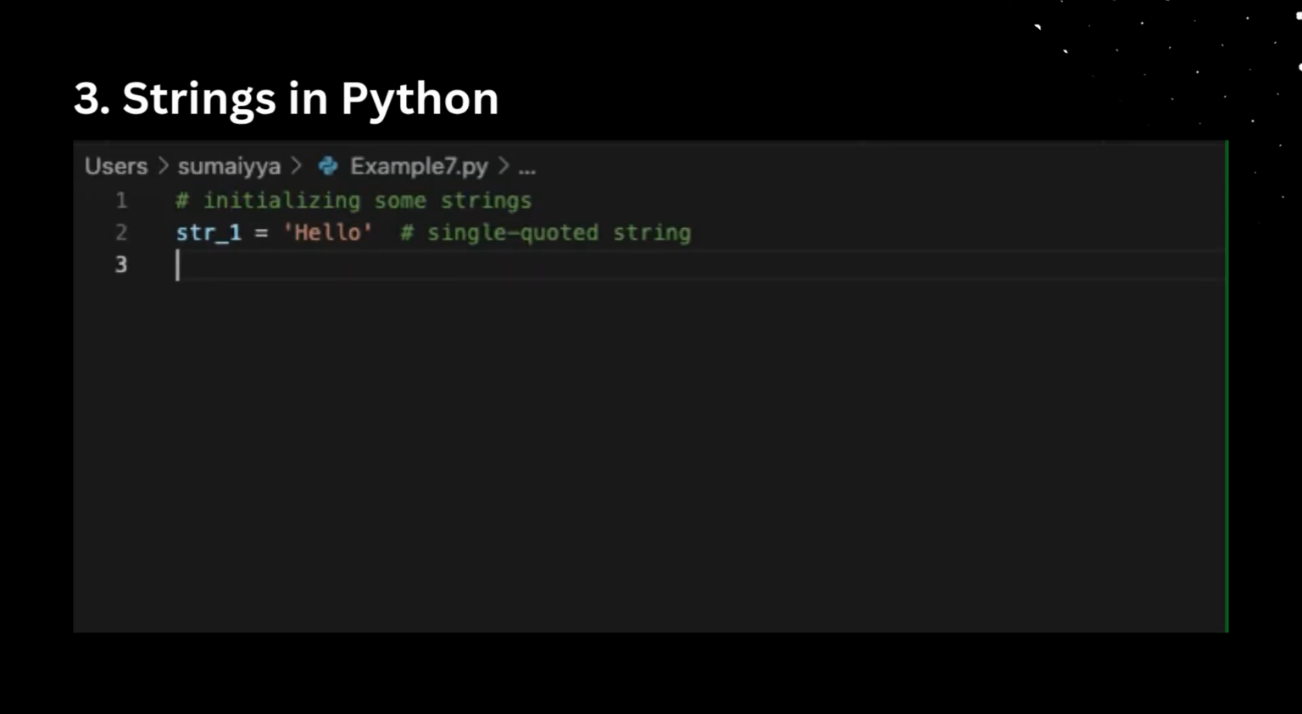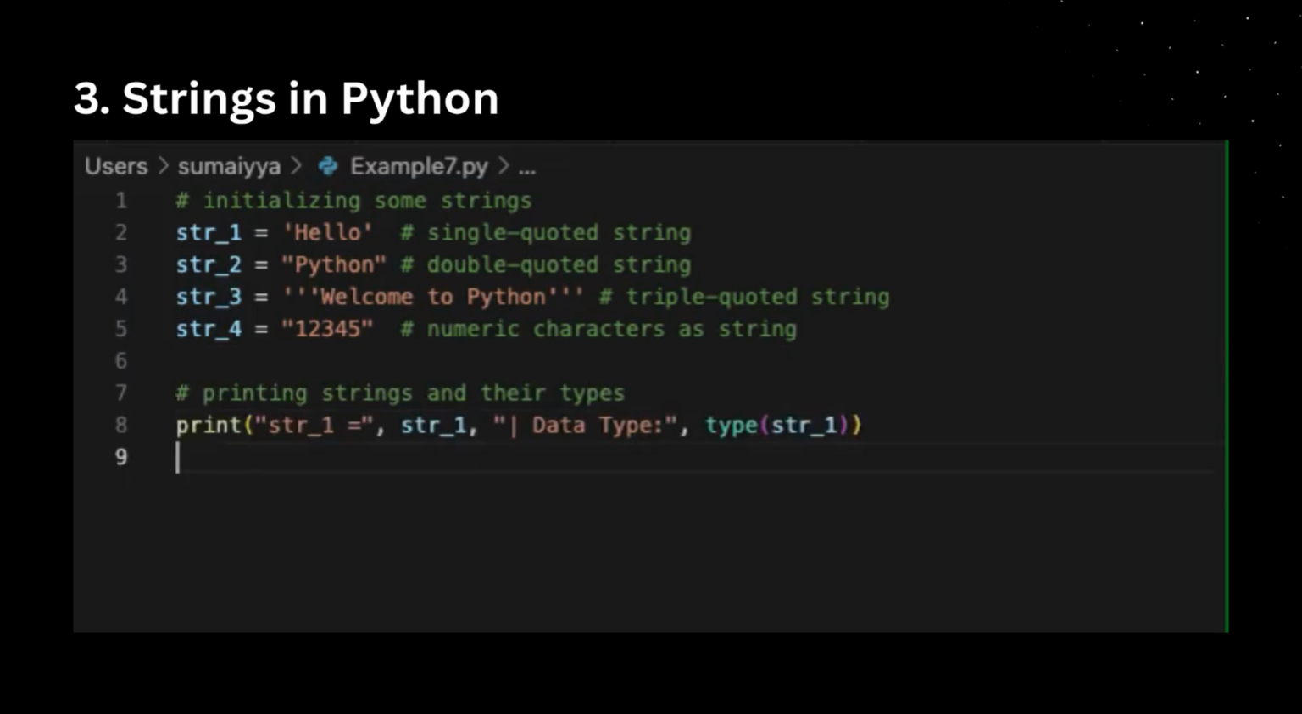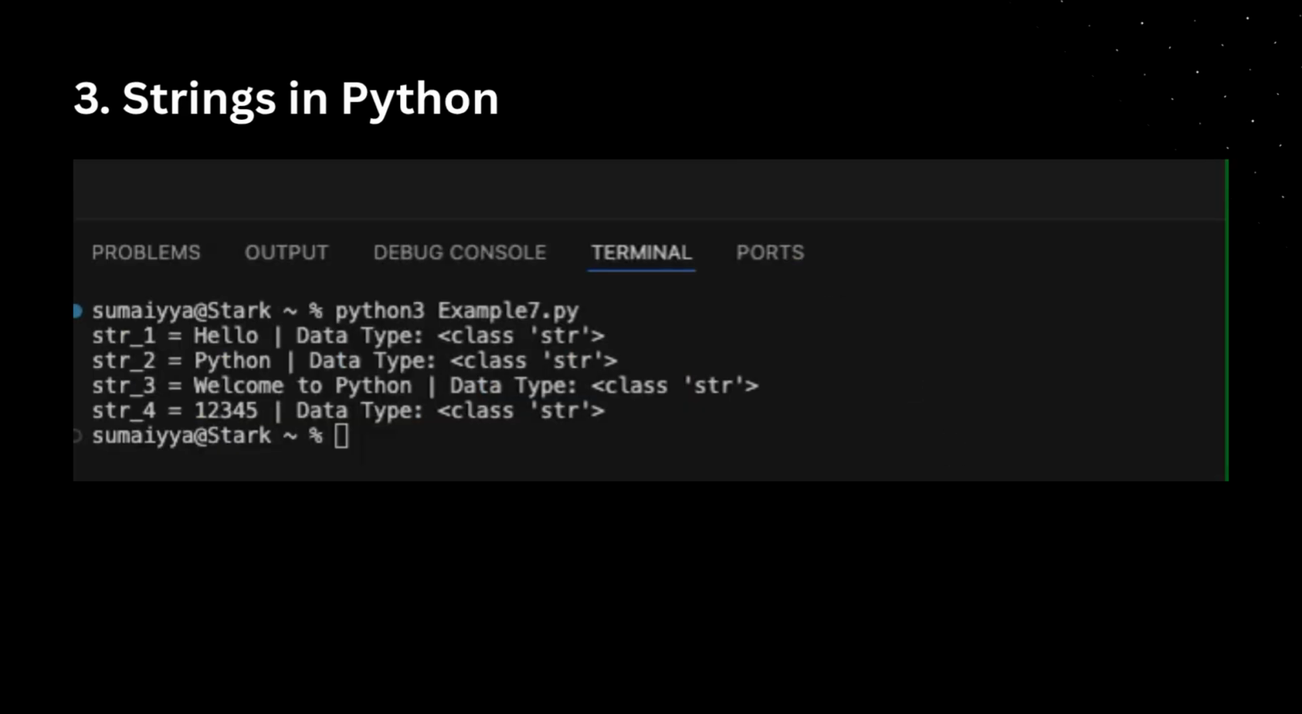Next one is strings in Python. A string is a sequence of characters enclosed within single, double, or triple quotes. Strings are immutable, which means once created, their contents cannot be modified directly. For example, string 1 is a single quoted string, string 2 uses double quotes, and string 3 is written with triple quotes. Even though string 4 looks like a number, since it's inside quotes, Python treats it as a string. When I check their type using the type function, it shows class str for all of them. Strings are one of the most commonly used data types in Python.